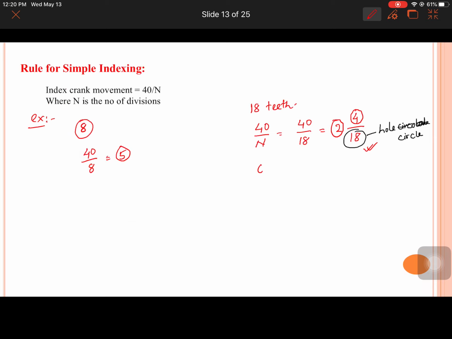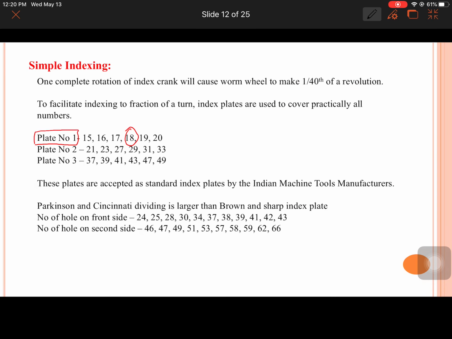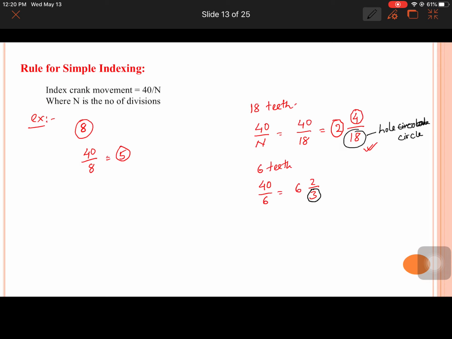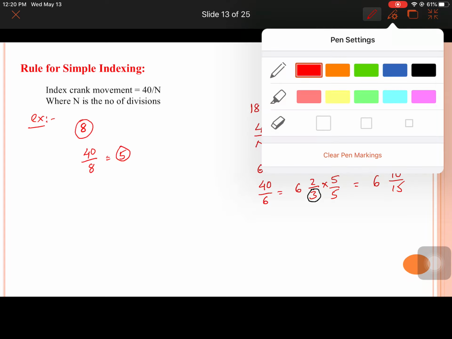So now let us move on to one more example. If I want to produce only 6 number of teeth on the work part, what is the formula here? 40 by 6. So what is the mixed fraction here? 6 2 by 3. Now the point you need to understand is the denominator will indicate which hole circle I need to use. So is the 3-hole circle available? We don't have the 3-hole circle. So what we need to do here? We need to multiply this with some common factor. So this will be converted into 10 by 15.